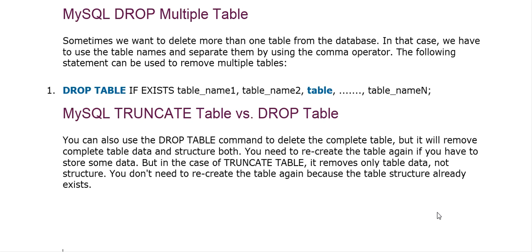Now there is another command called truncate. The truncate table and drop table commands are both used for deleting purposes, but there is a little bit of a difference. The drop table command is used to delete the table with the data, but truncate table is used to only delete the table data, not the table structure, or you can say the schema. The table schema is not deleted, only the data in that table is deleted.